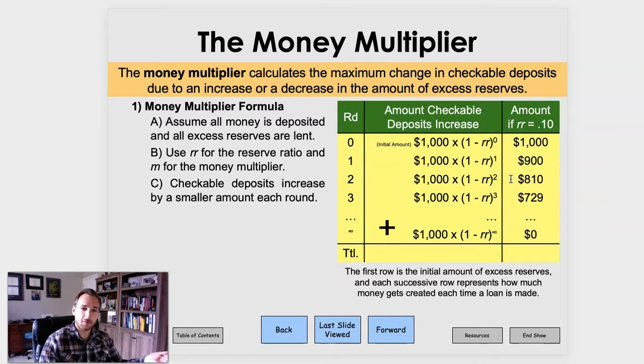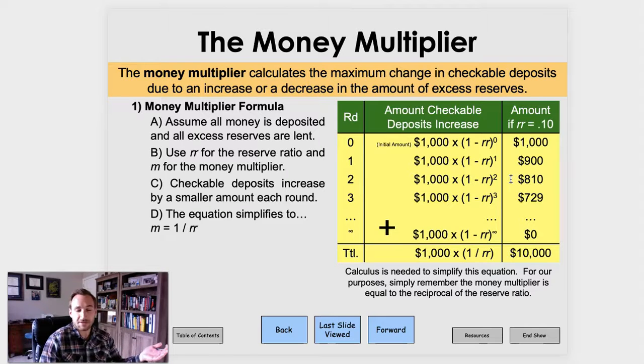There is a formula for it. It does actually require calculus to do it, but I'll save you the details, and we'll basically say that the money multiplier simplifies to being the reciprocal of the reserve ratio. So the money multiplier is 1 over the reserve ratio. More to come on this.